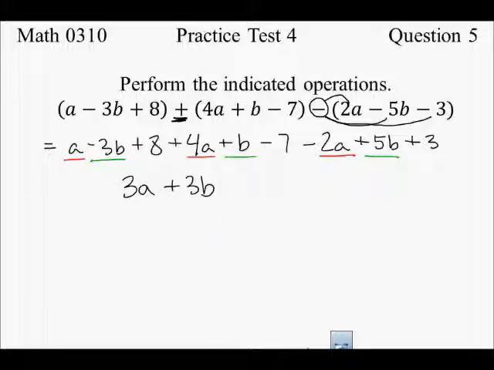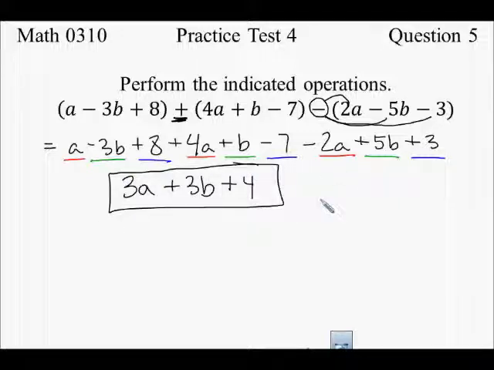And then let's look at our constant terms here. So we have a plus 8, a minus 7, and a positive 3 here. So 8 minus 7 would give us 1, and then when we add 3 to that 1, we're going to get a plus 4. And none of these terms can be combined because they are all non-like terms. So 3a plus 3b plus 4 is our answer. We stick with that, and that is answer choice A.